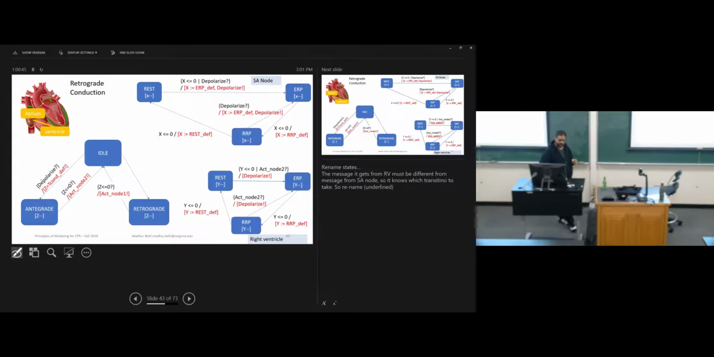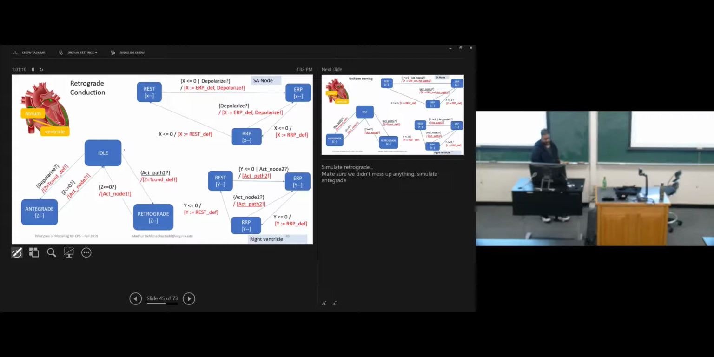What I have done now is, this is still the same as before. But to look at our right ventricle node, it is issuing this message called depolarize, which is still going through our antegrade channel because we don't actually have any transition here. So let me skip forward until, I think, this is where we fix it.